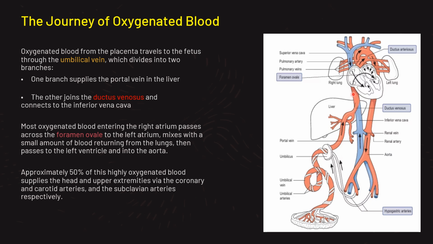From here the oxygenated blood reaches the right atrium and then passes through the foramen ovale into the left atrium. Here, understand that it mixes slightly with the blood coming from the lungs. Then next it flows into the left ventricle. Here it gets pumped into the aorta and then supplies the head and the upper extremities. From here it supplies the head and upper limbs.